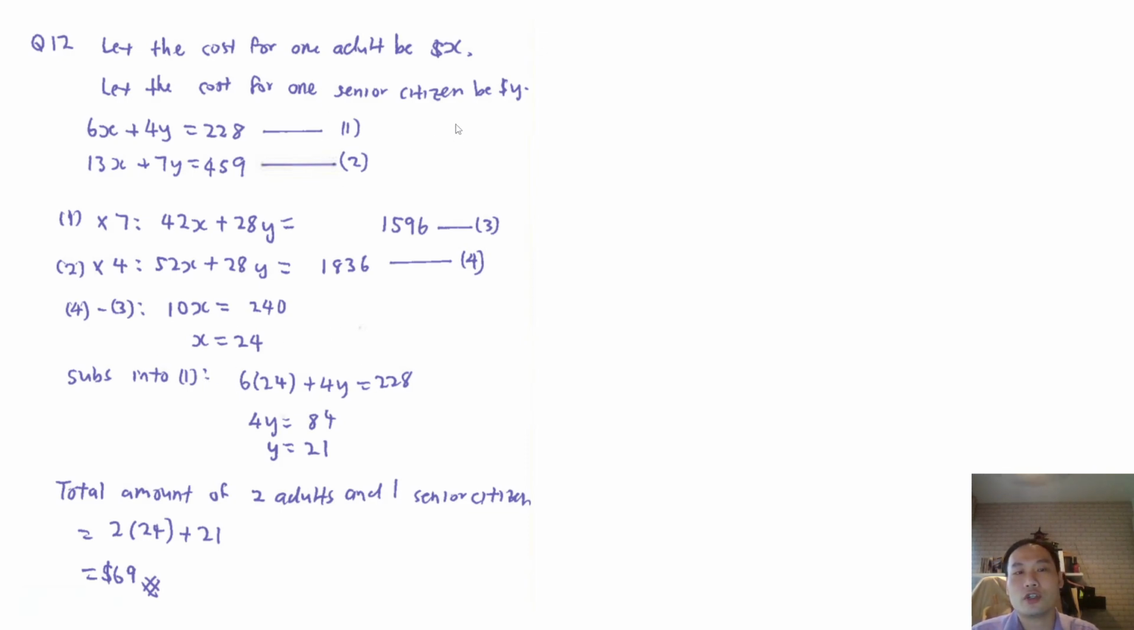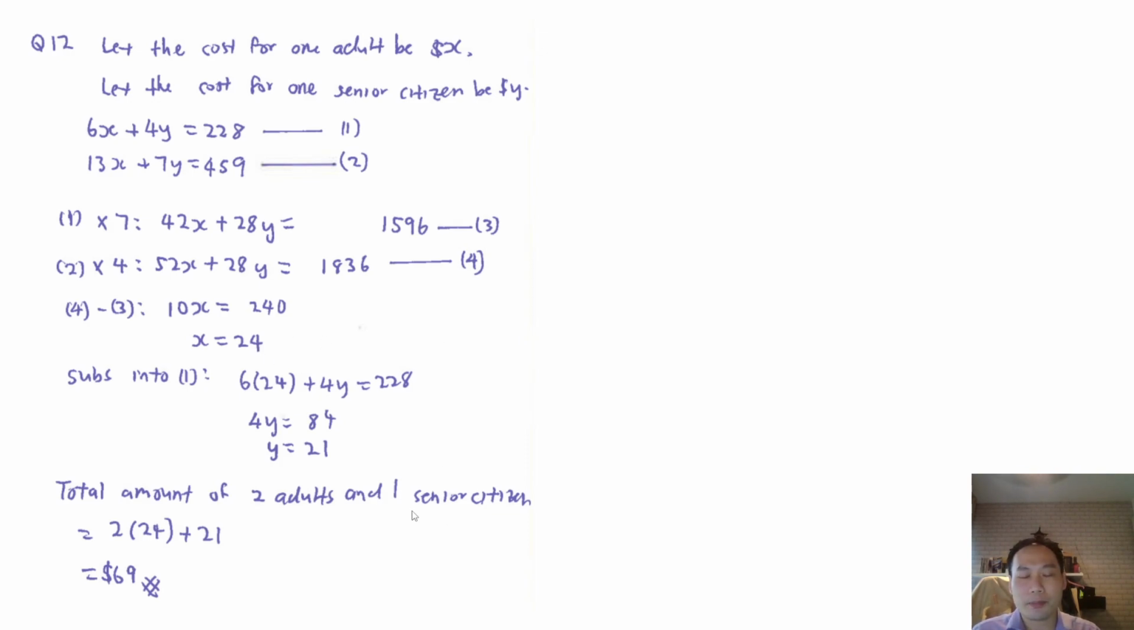So we need to find the cost for one senior citizen, which is y. So we can substitute this x equals to 24 into any one of the earlier equation. So in this case, I can just substitute into equation 1. So 6x, replace the x with 24, plus 4y equals to 228. You work this one out, y equals to 21. That means one senior citizen, the cost is actually $21.